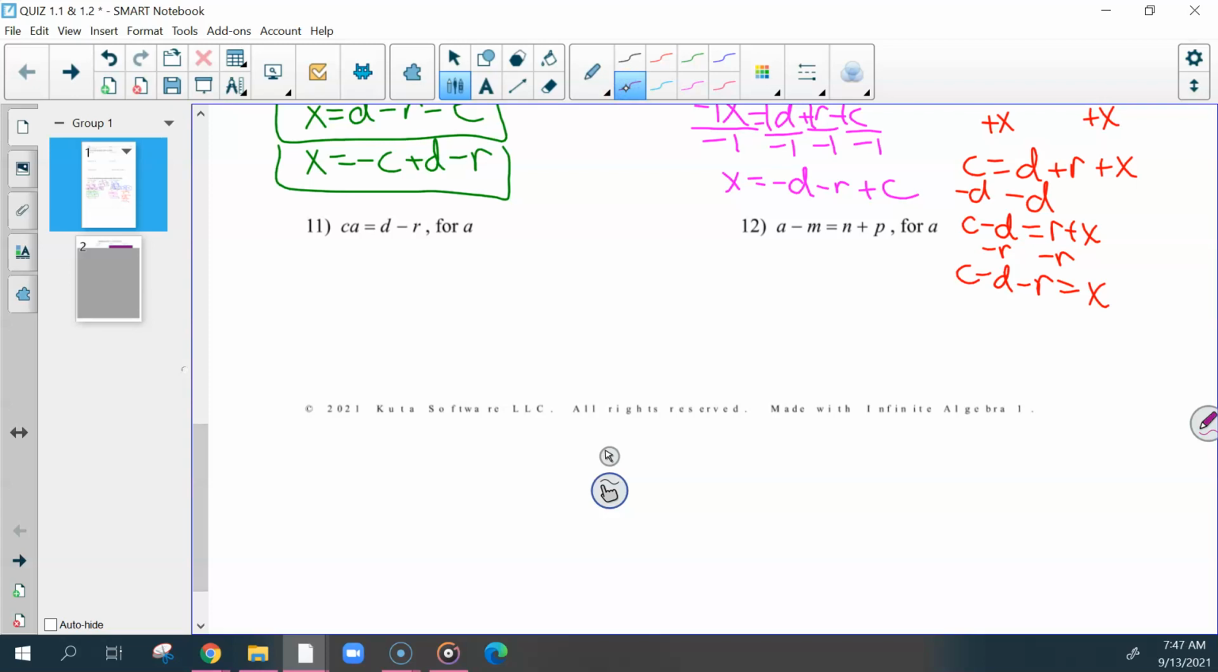For 11, there was only one thing you needed to do. C was next to A. Remember, anytime things are next to one another, they're multiplying. So to get rid of C, divide both sides by C. So you're just left with A, and that would have been your final answer. A equals D minus R over C.